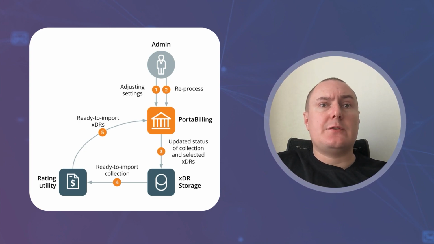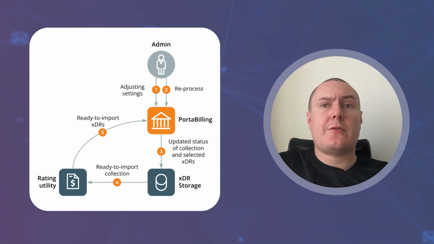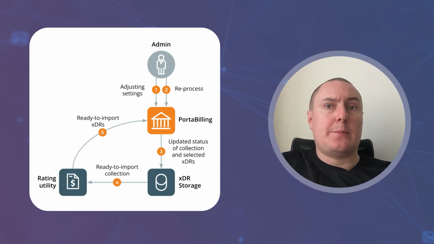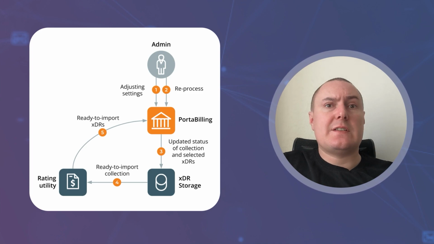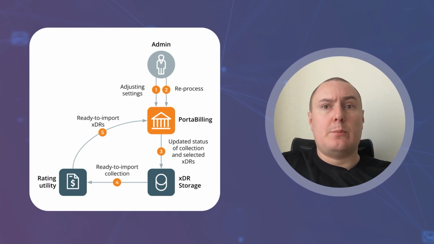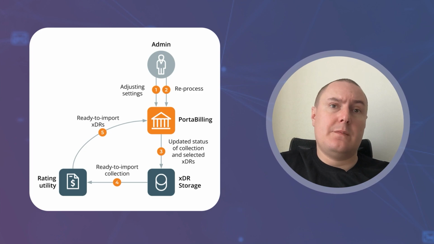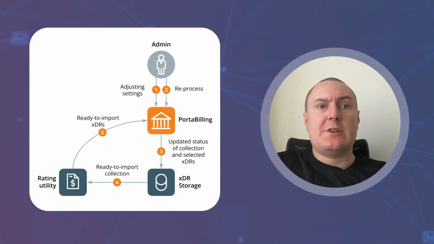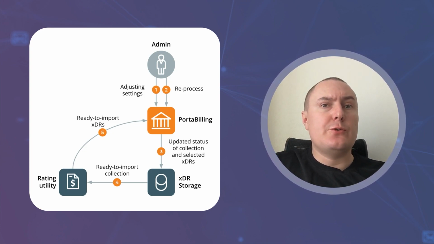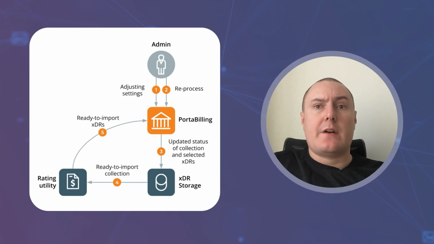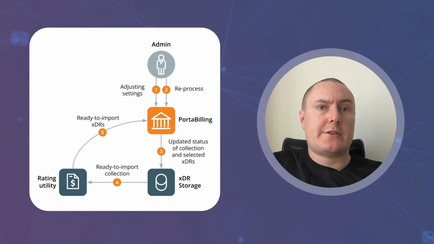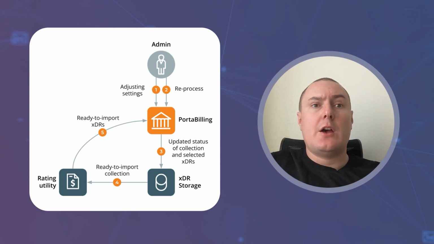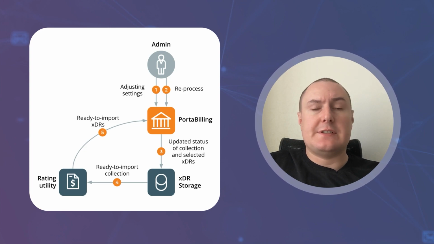The administrator can view the imported xDR collections directly on the PortaBilling web interface. And if any xDRs that have been processed with an error are present, the administrator can adjust the settings as needed, for example, by adding the missing account to PortaBilling. Then it can rerun the rating process for the xDRs. This way, the administrator only needs to reprocess the few erroneous xDRs, rather than throwing out the whole xDR collection that may contain hundreds of them and reprocessing them all, which would generate an excessive load on the system.